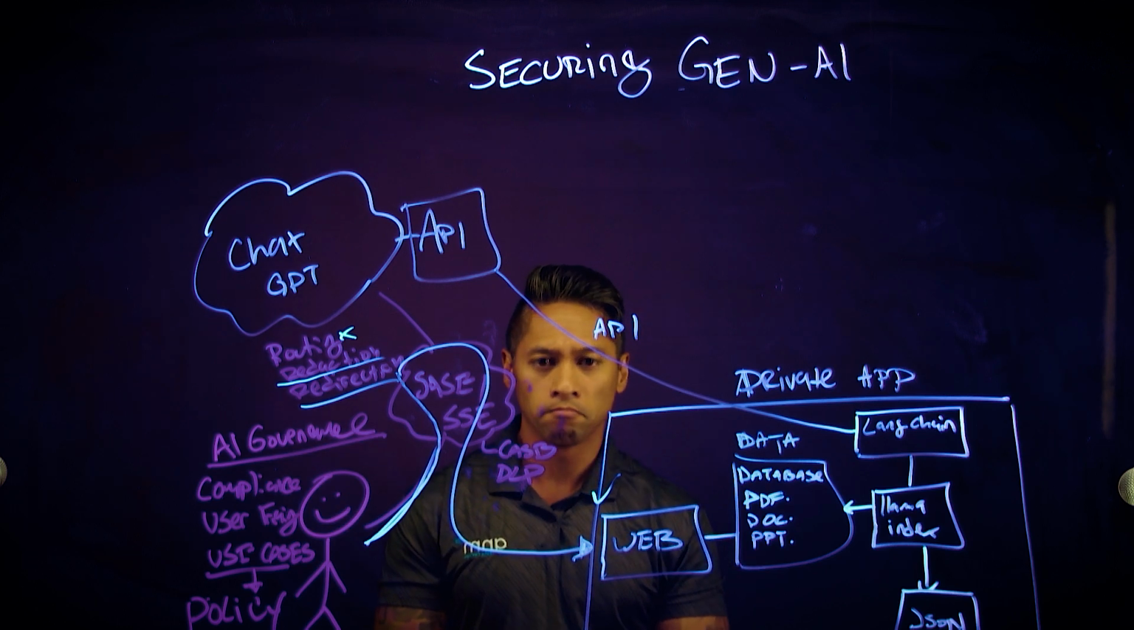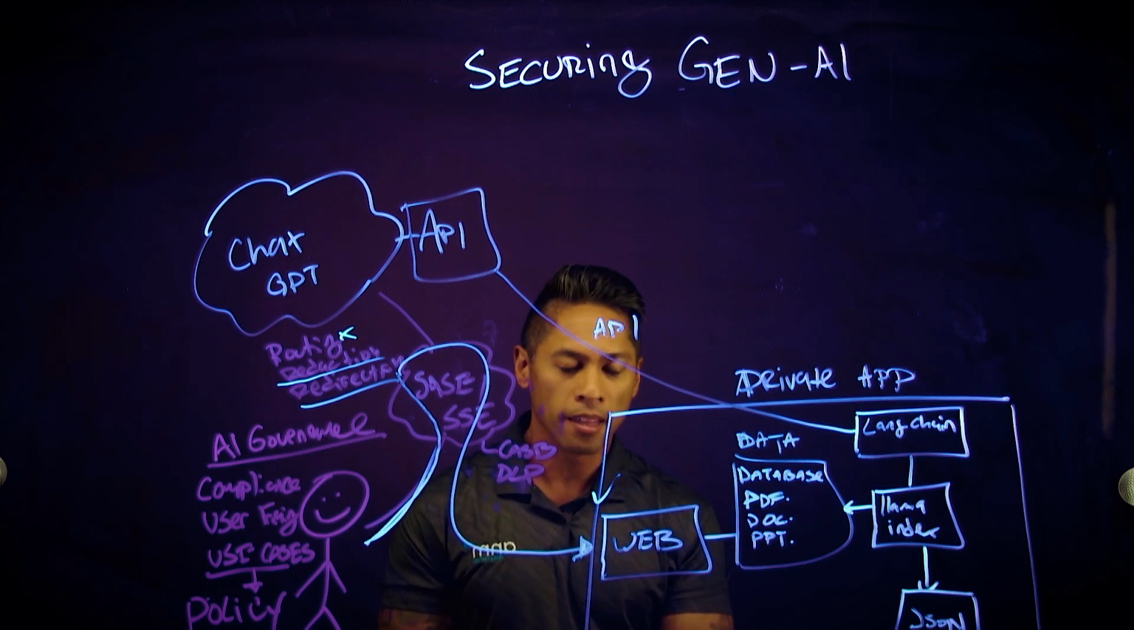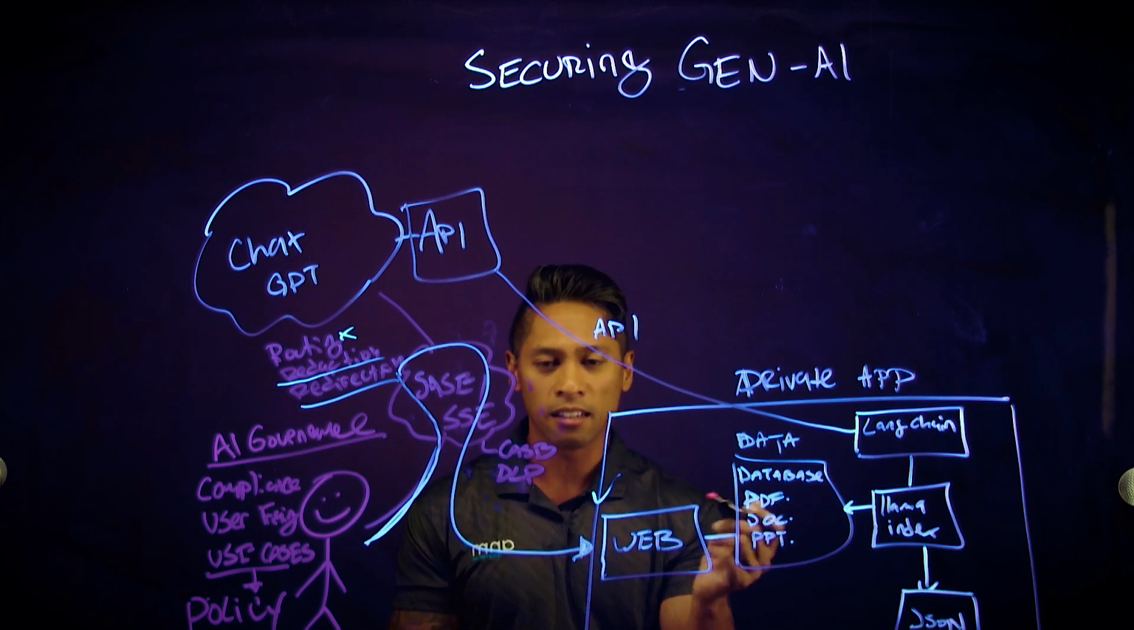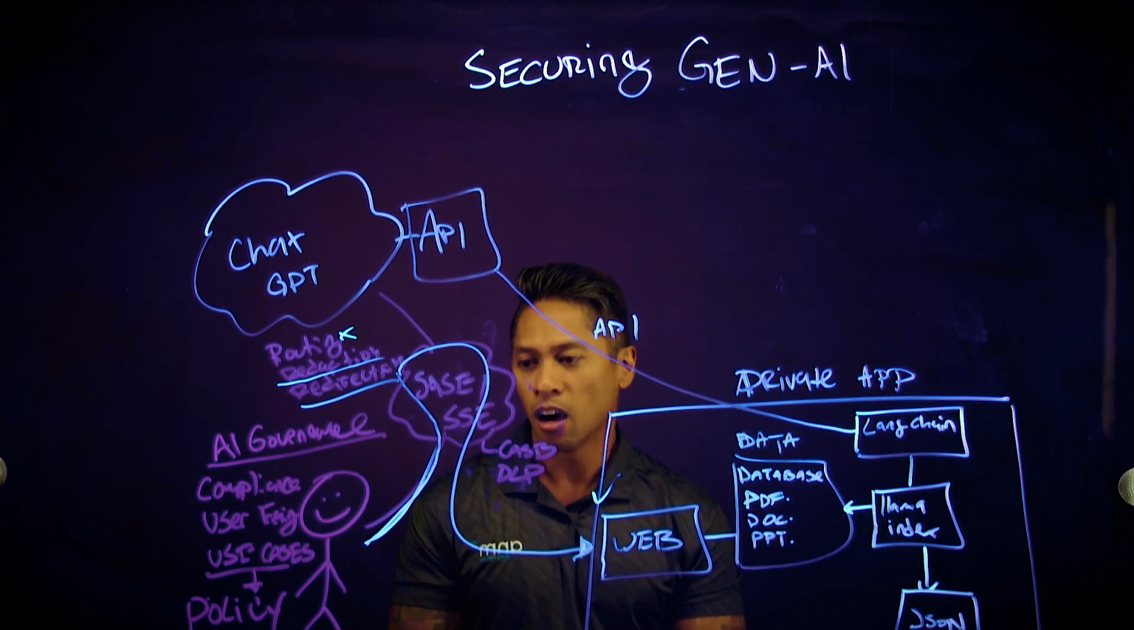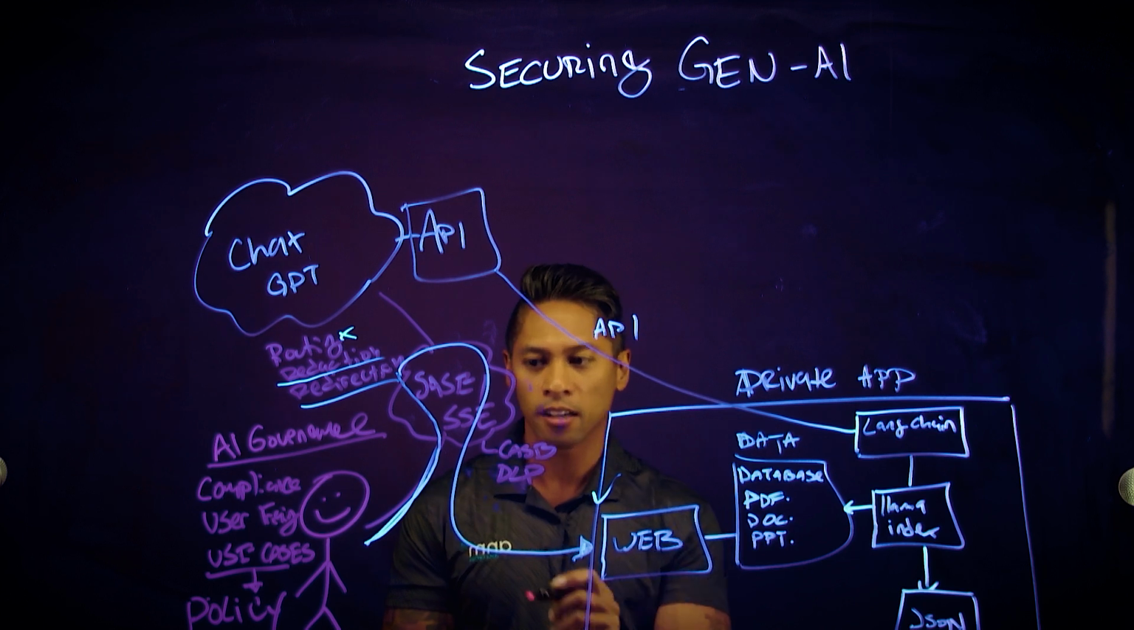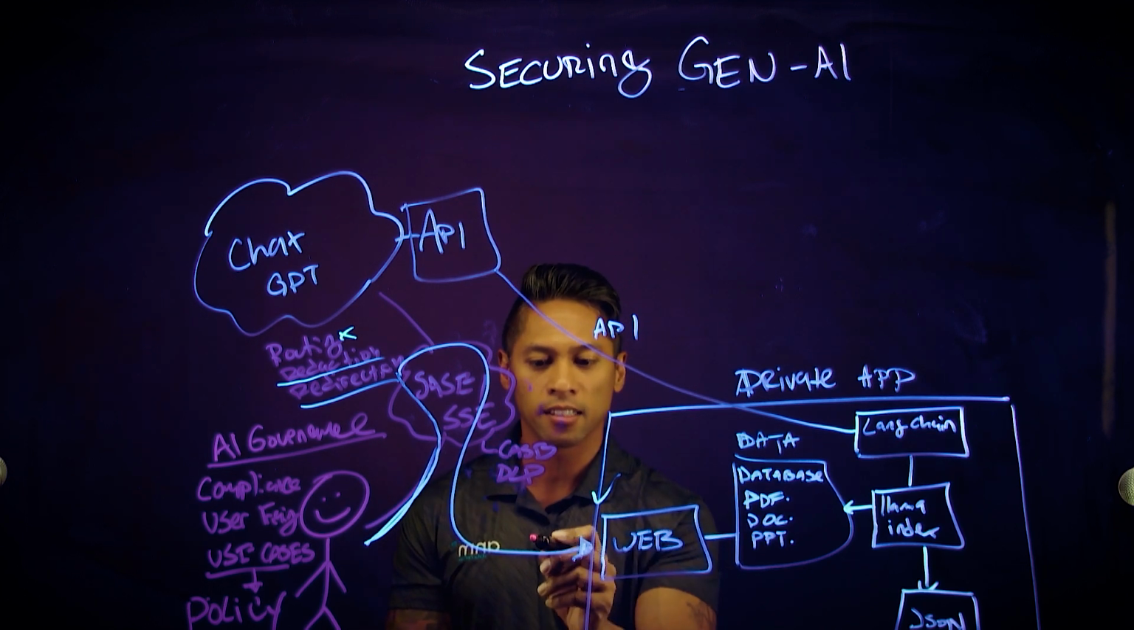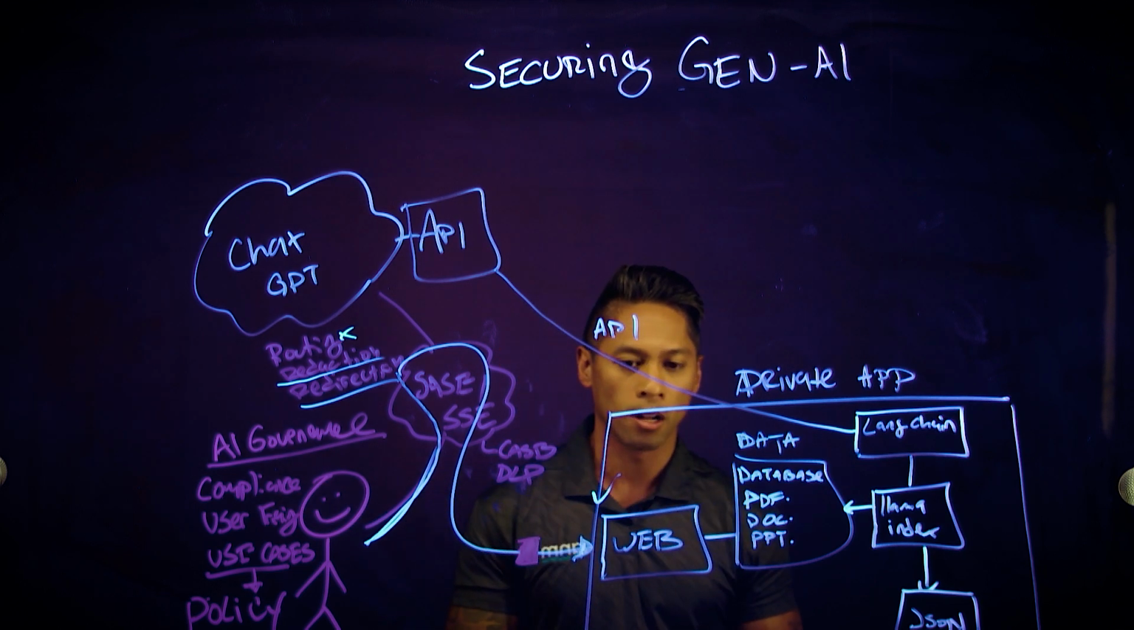Now, as another example, maybe this user can't use any LLMs, or they can't use any AI applications. Others can, but this particular user cannot. We can use the same SASE or SSE tool to block even that internal web traffic as well.